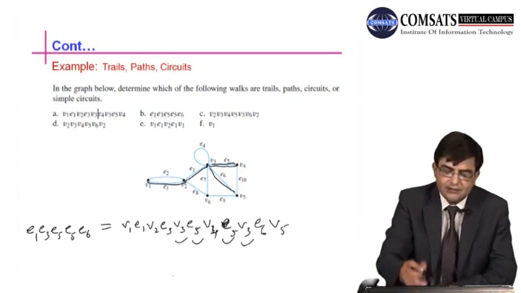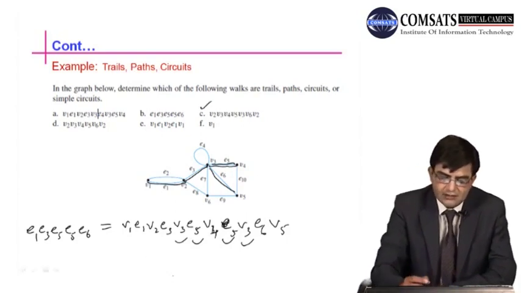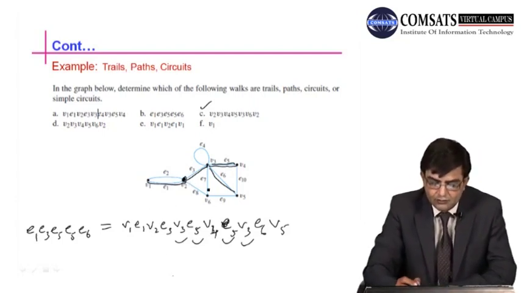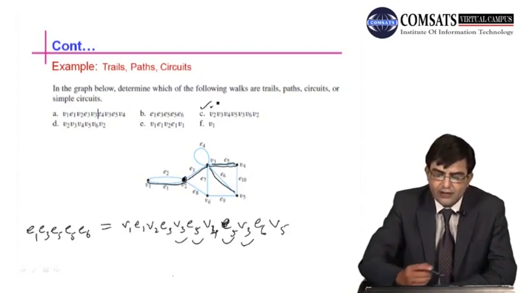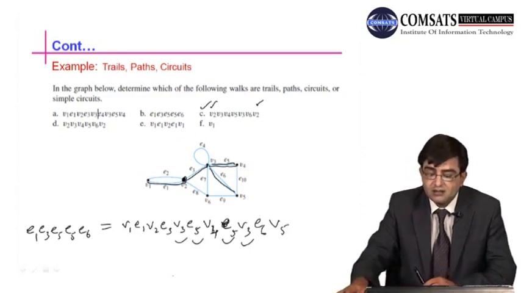And next, in part C, we have V2 V3. This walk starts from here, and we have V2 V3 and then V4 and then V5 here and then V6 here, and then V2 here. So we start at V2 and we end at V2, and no edge and no vertex has been repeated here, so this must be a simple circuit.